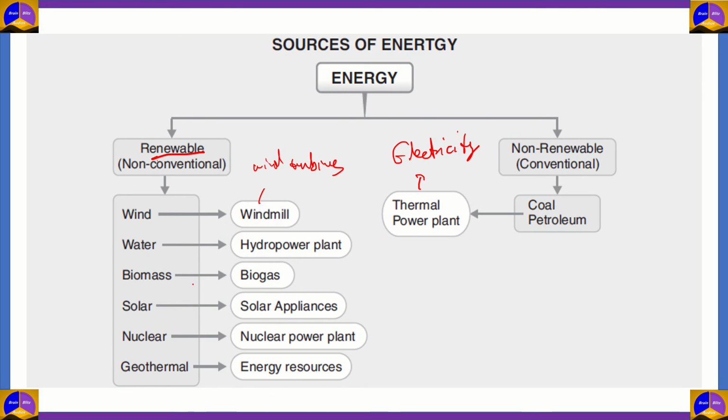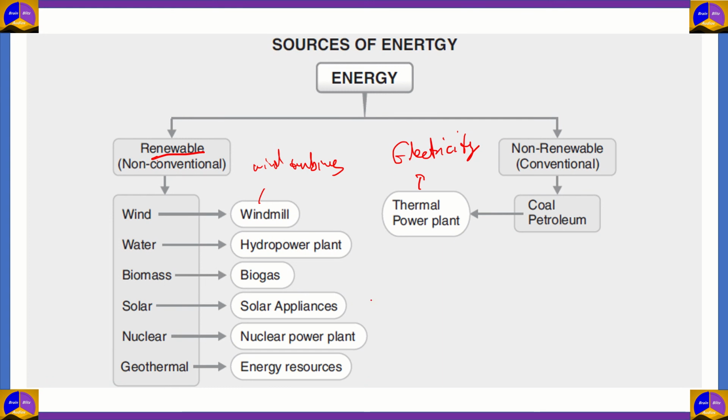Biomass can be converted in a biogas reactor. So we get compost on one end, and on the other end, the gas that's formed can be used as fuel. It's used as a biofuel. So therefore, biogas, when we burn it, we can generate heat that can be used to form electricity.